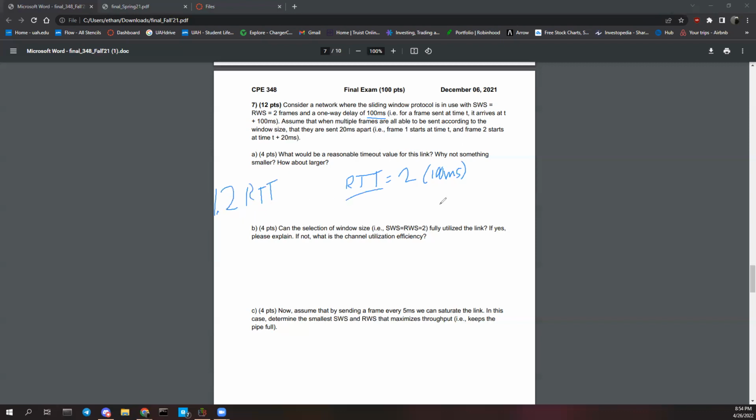But really, his solution, he recommends 1.5 RTT, but really anything from 1.2 to 1.5, that range is probably acceptable. When you start going double RTT and bigger, you're just wasting time and sitting there idle, doing nothing. It's not worth it. So why not something smaller? The problem with something smaller is that you might have a false retransmission. And why not something larger? As I just mentioned, waste of resources. Why sit there idle when you could be talking, right? So that's that question.